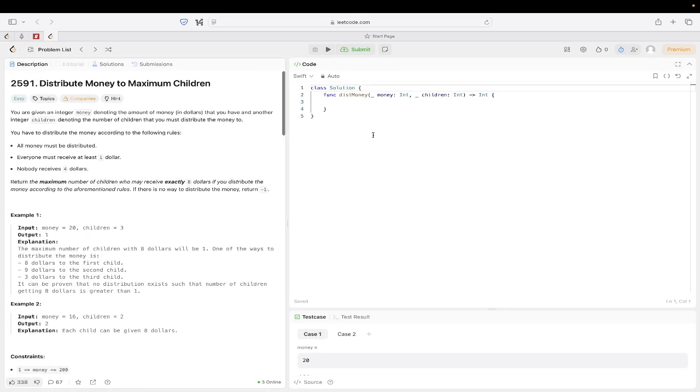Everyone must receive $1. So that means the money has to be greater than the children. So, that's our first thing we can do. If money is less than children, then we return -1 already. Okay. Progress. We're making progress.